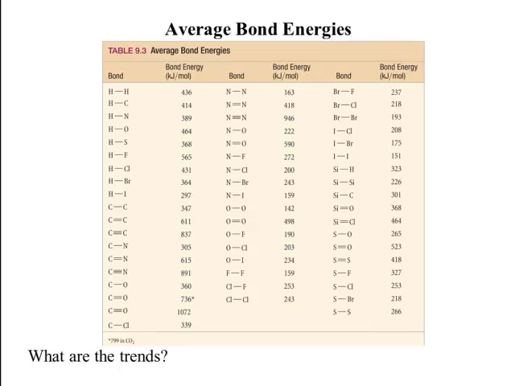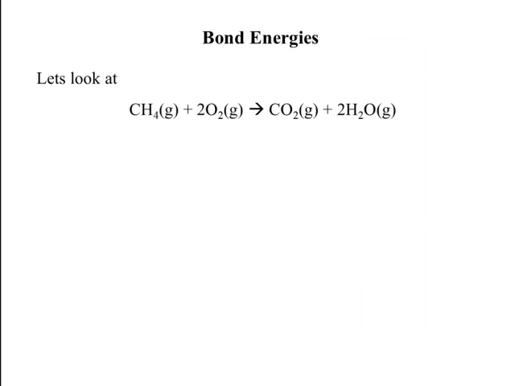Let's look at using these bond energies to actually calculate a delta H of reaction. So let's look at burning of methane. CH4 plus 2O2 goes to form CO2 plus 2 waters. Okay, there's our balanced equation. All right, we want to calculate delta H of reaction for this.